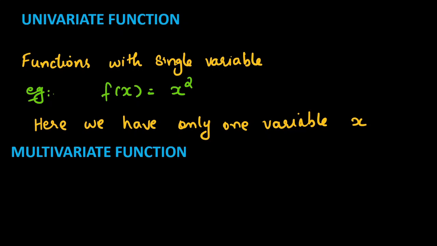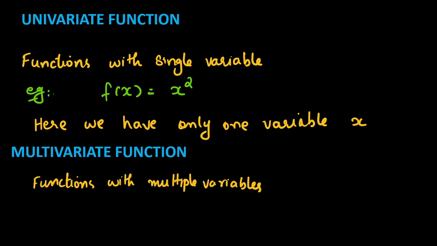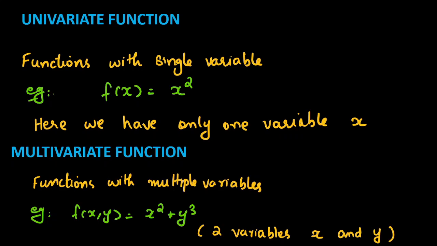A multivariate function is a function which has more than one variable. Okay, it can have two variables or three variables, etc. That means it takes more than one input and gives one output. Functions with multiple variables, for example, f of x, y is equal to x square plus y cube. That means here we have two inputs, x and y, and the output is x square plus y cube. So x and y are the variables here.